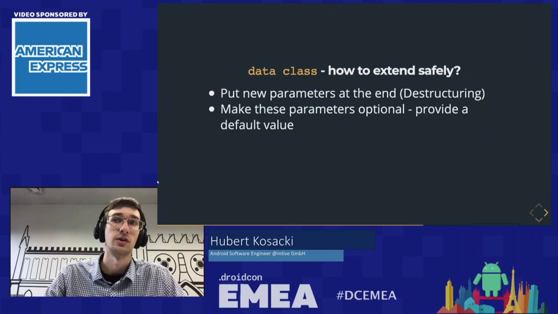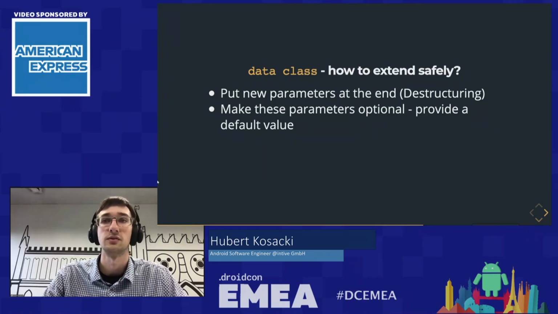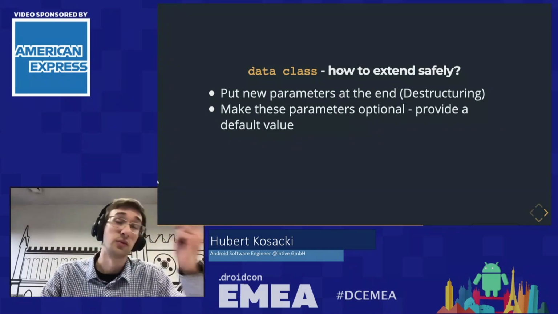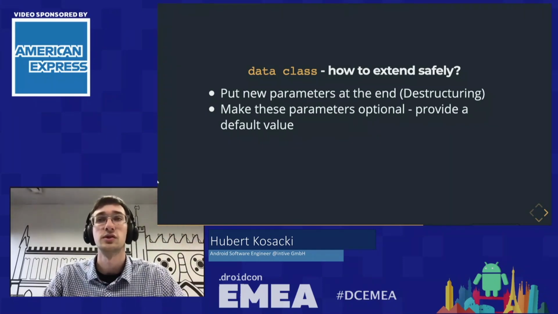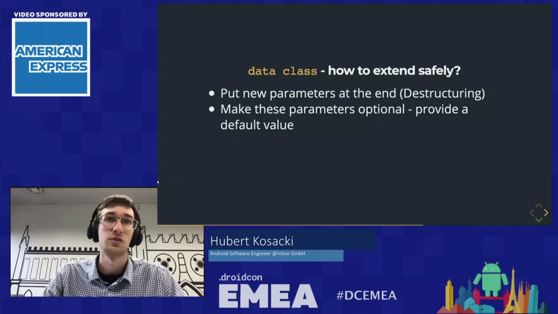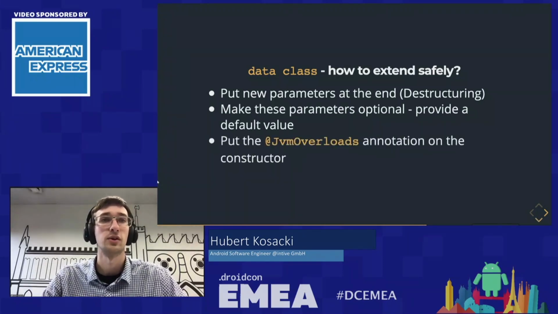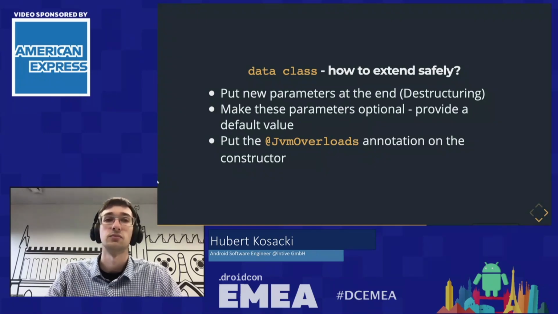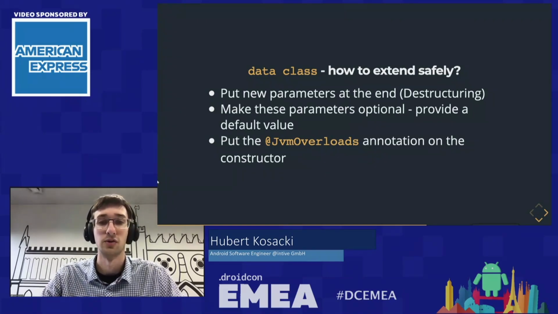So basically, when we create a new instance of a specific data class with the old constructor, we are able to run the code without any issues. And if we provide a default value, the code will compile, run and link safely. And once we have created the new parameter for the constructor, we need to remember about the JVM overloads annotation, so that we can simply and safely invoke the constructor in the old way.